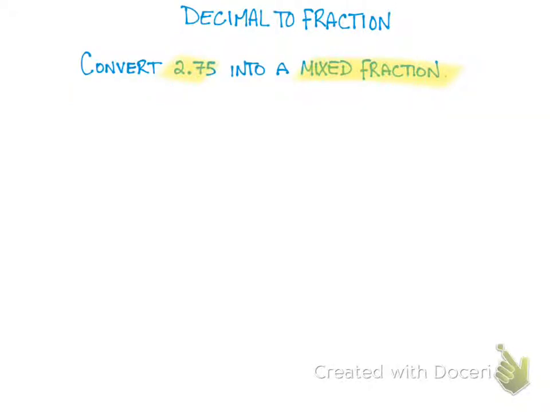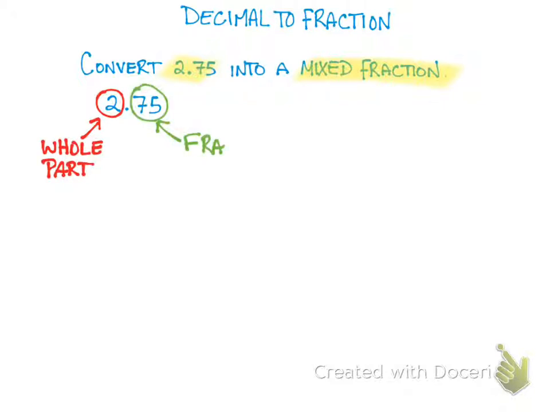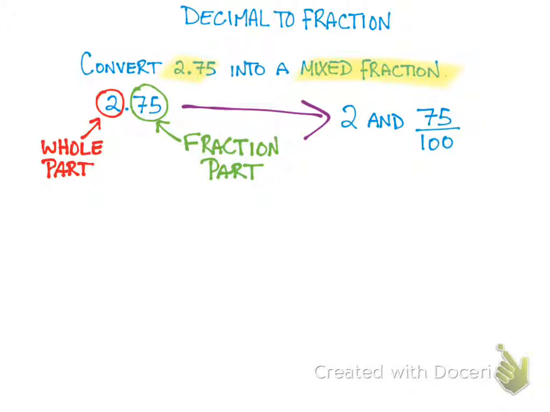So let's talk about converting decimals to fractions. If I said convert 2.75 into a mixed fraction, first we have to notice 2.75 is made up of two pieces, a whole part and a fraction part. The whole part is 2. The fraction part is 75 hundredths. So we write 2 and 75 hundredths.